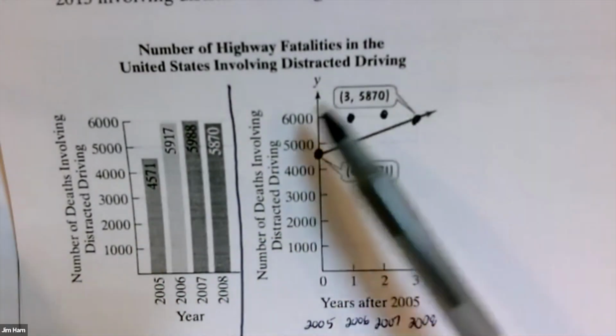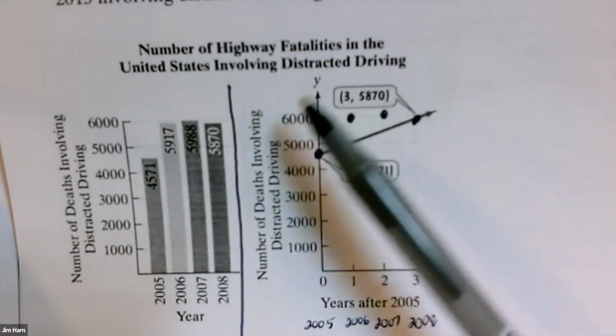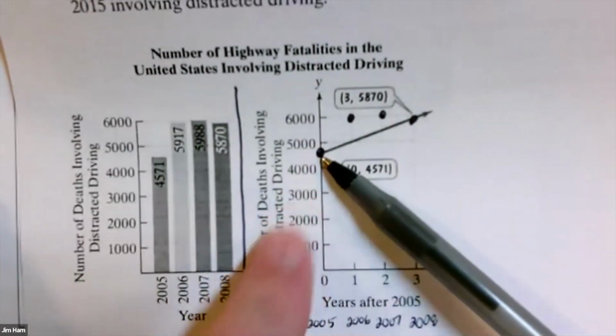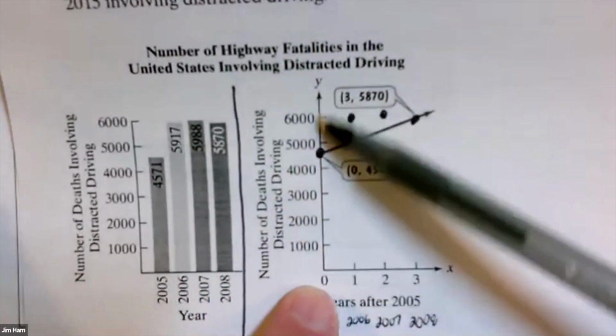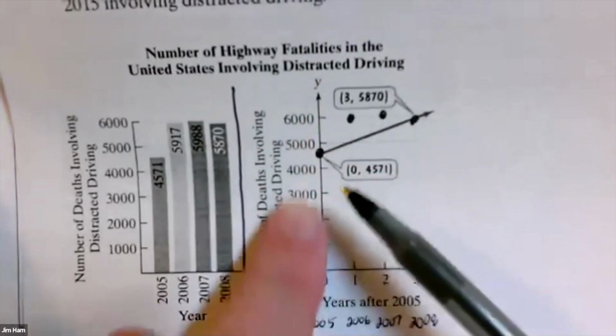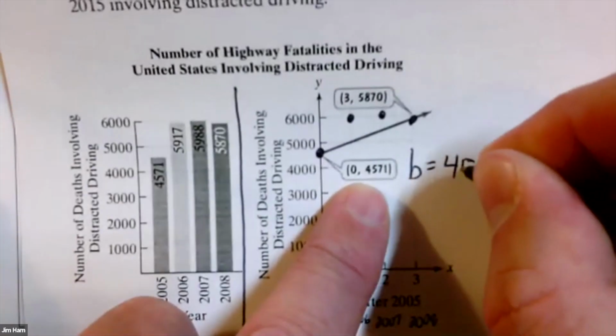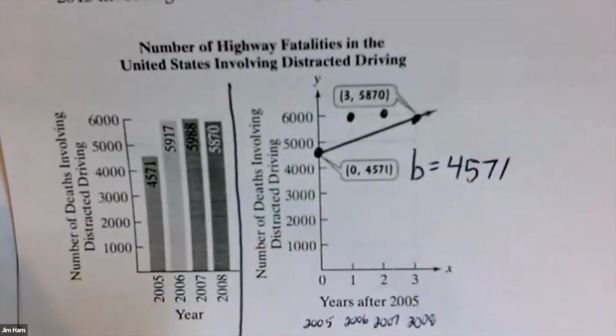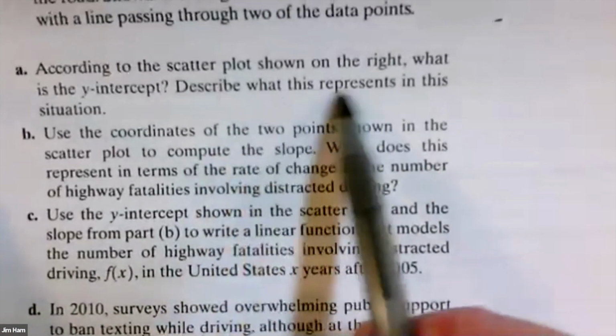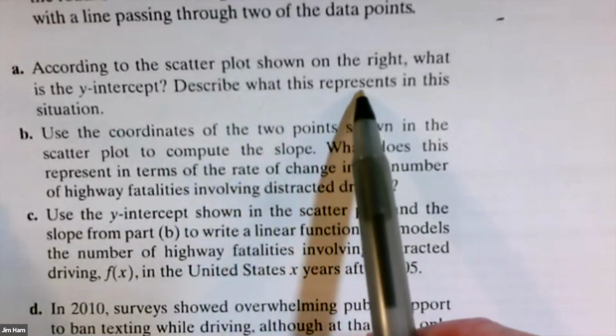Here's your graph. Focus in here. First question is, what is the y-intercept? That's right, this is the 0, so this is the y-axis. It's labeled even here. And so the y-intercept is 4571. So that's going to be one number that we insert into our equation. The other part of this says describe what it represents in this situation.